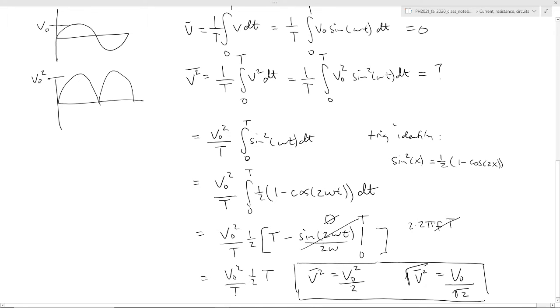And it's useful, I think, to see where that comes from. So you compute the average. You do this integral, you divide it by the amount of time that you're averaging over, and you would find this connection between the max voltage and the average voltage.